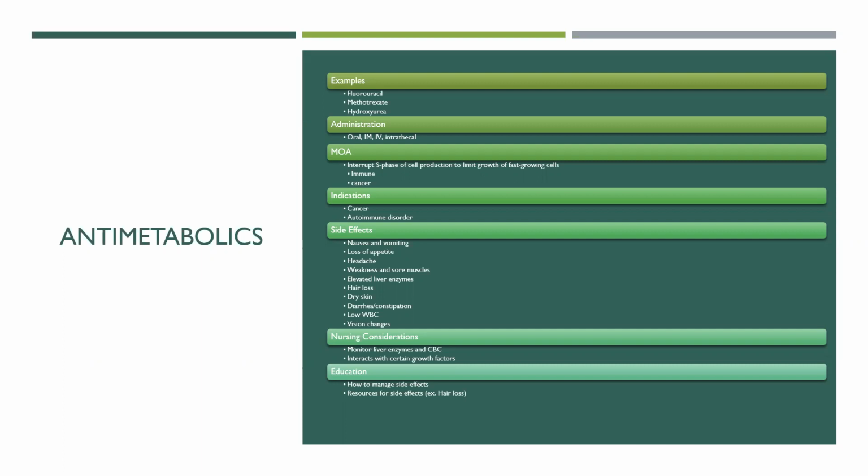Side effects of antimetabolics include nausea and vomiting, loss of appetite, headaches, weakness and sore muscles, elevated liver enzymes, hair loss, dry skin, diarrhea and constipation, low white blood cells, and vision changes. Nursing considerations are to monitor liver enzymes and CBC levels, know that they interact with certain growth factors, and we'd want to provide education to our patients on how to manage the side effects and also give them resources for side effects. So for example, if they have a lot of hair loss, how can we refer them to somewhere that might provide them with a wig or hair growth opportunities?